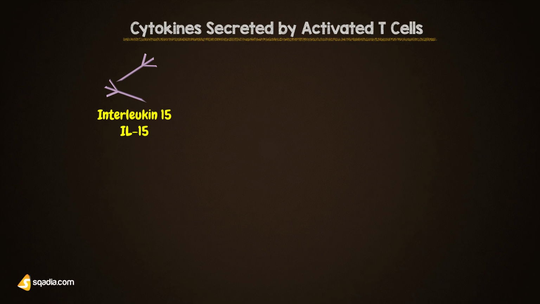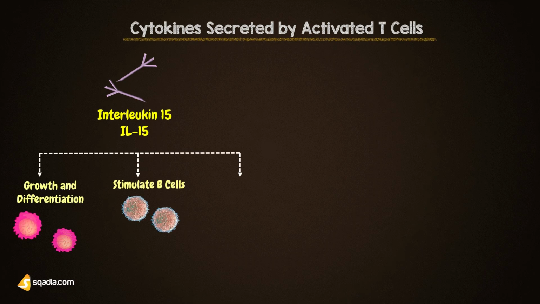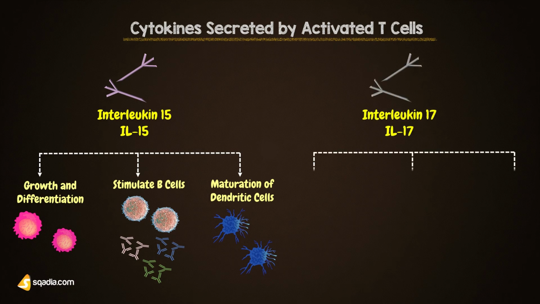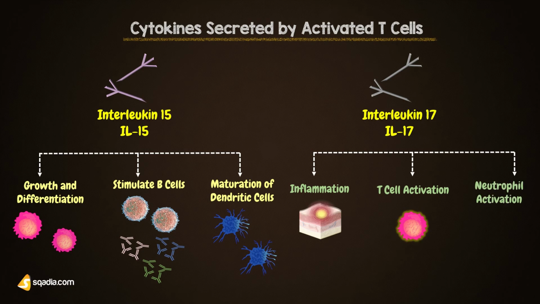Interleukin-15 stimulates differentiation of cells, just like interleukin-2. It also stimulates the B cells, leading to immunoglobulin synthesis and inducing the maturation of dendritic cells. Thus, boosting interleukin-15 activity could enhance innate and specific immunity and fight tumors. Lastly, we have interleukin-17, which is a pro-inflammatory cytokine. It plays a key role in linking T cell activation to neutrophil mobilization and activation.